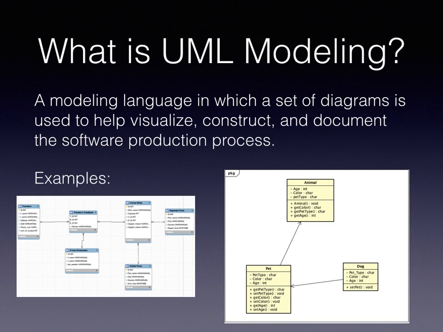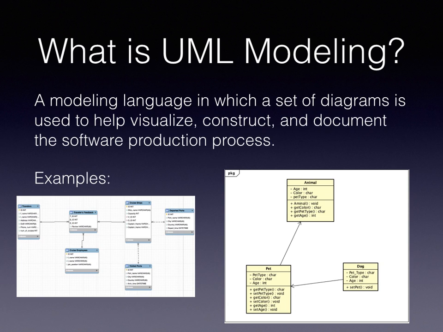So moving on, we have our UML modeling. We're going to be explaining what UML modeling is. This is a modeling language in which a set of diagrams is used to help visualize, construct, and document the software production process.